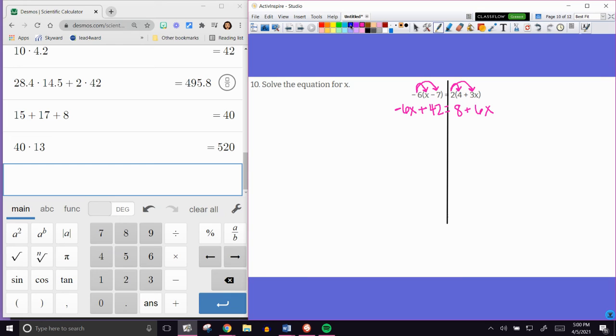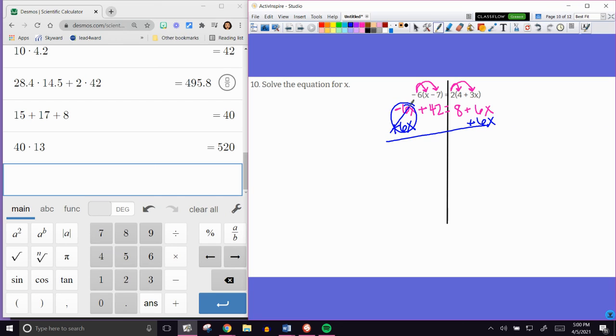Now, personally, I like to move the smallest x over. You don't have to move the smallest one. I just think it's easier because it leaves us with positive numbers. So my smaller x, I have a -6 and a +6, would be this -6. And then to move it over, I need to do the opposite or the inverse. The opposite of a negative is a positive. So I'm going to add 6x to both sides.